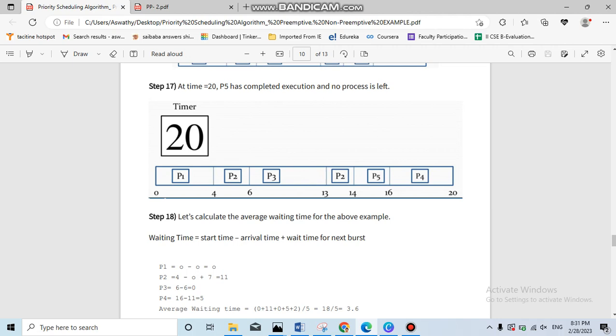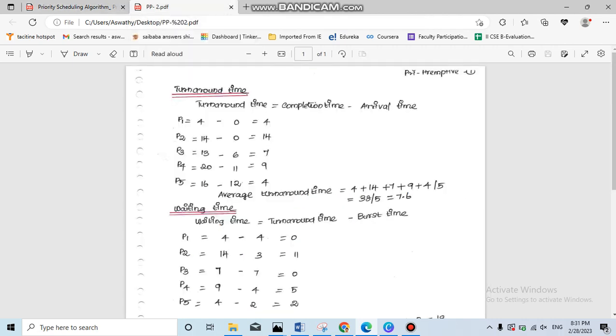So the process comes inside the queue, and according to the priority, the process works. So they have different completion times. We have to take this completion time into account and subtract the arrival time from it. The processes P1 and P2 come at time 0. So 4 minus 0 is 4, and 14 minus 0 is 14. P3's arrival time is 6, P4's arrival time is 11, and P5's arrival time is 12. In that way we compute the turnaround time.